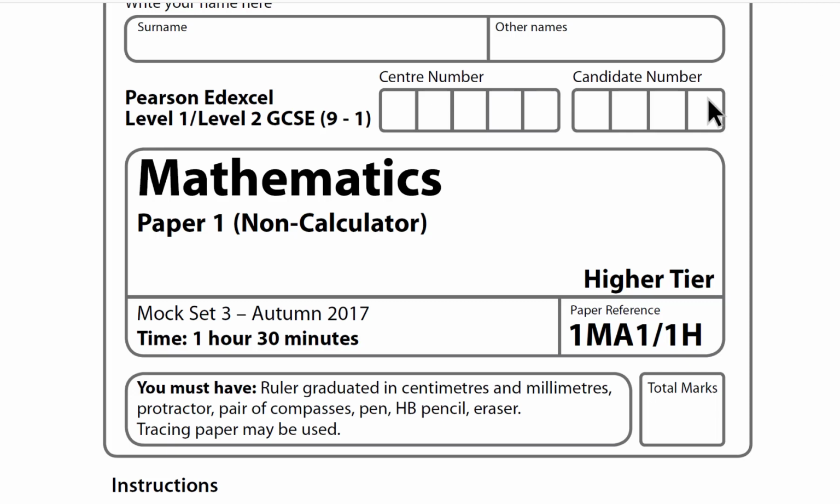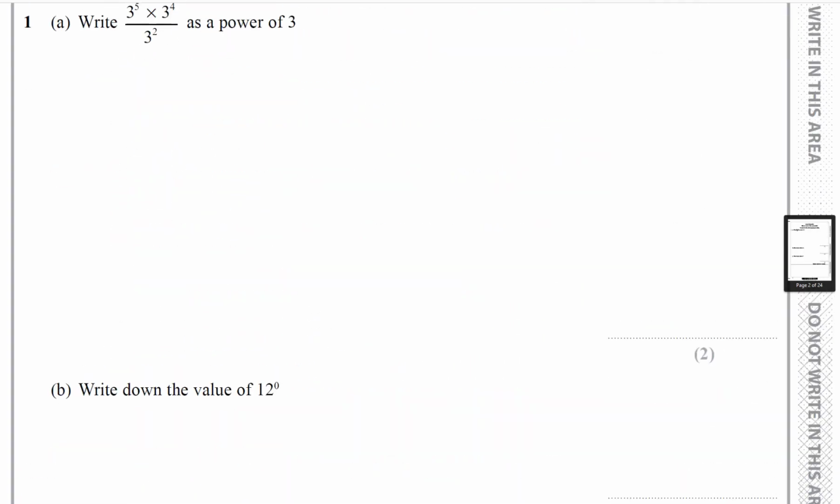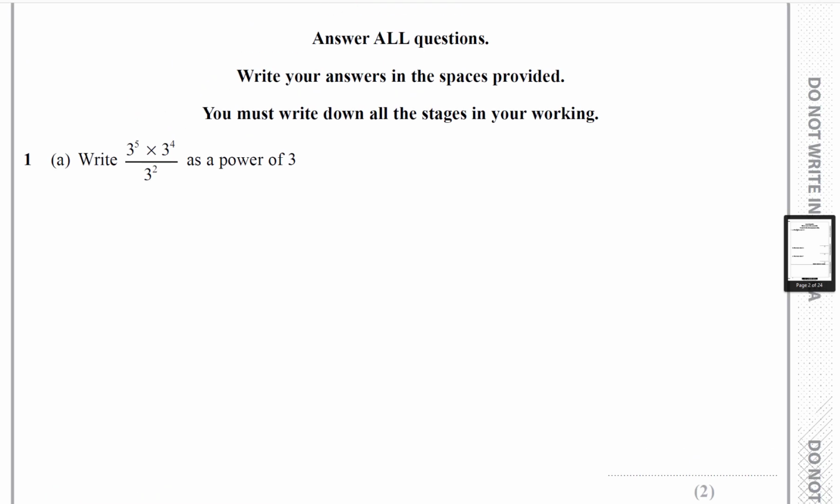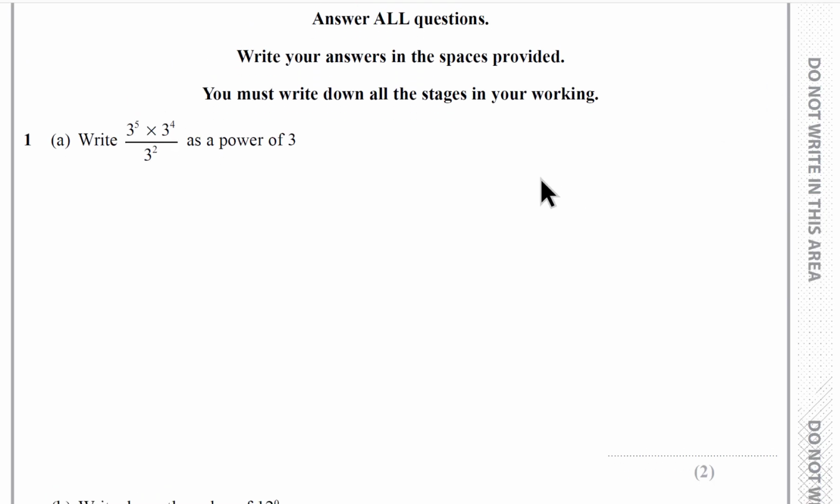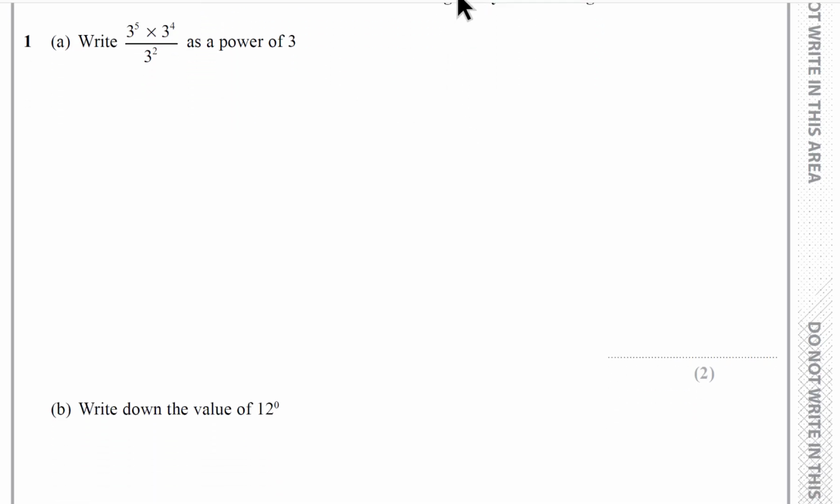Okay guys, this is a mock set 3 paper 1 non-calculator. This will be really good practice for working on and recapping your prior skills. So it says answer all questions, write down all the stages in your working. This is important to earn method marks just in case you make a mistake.